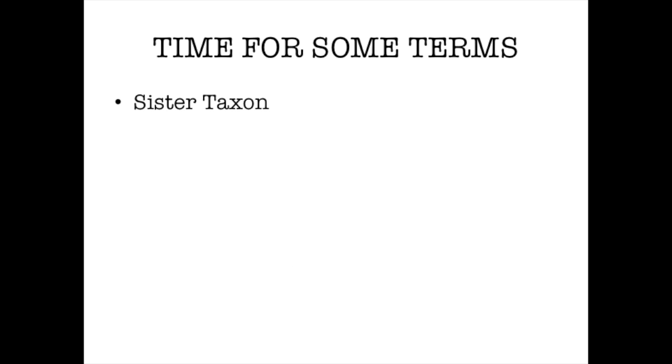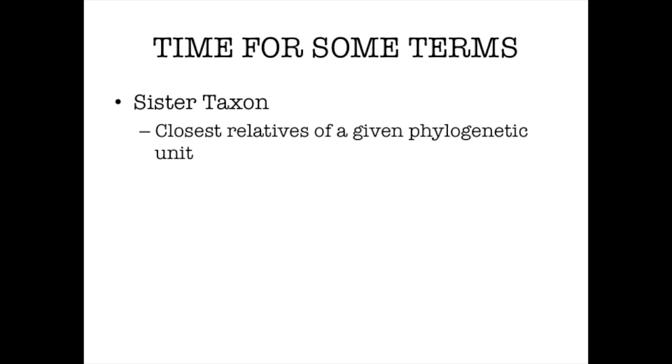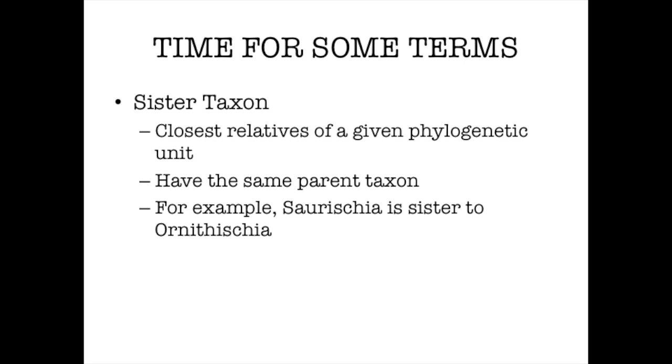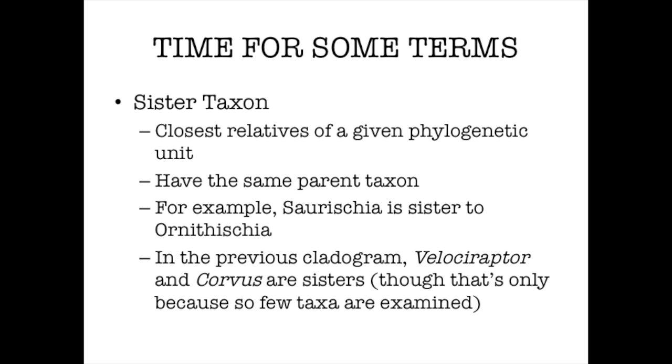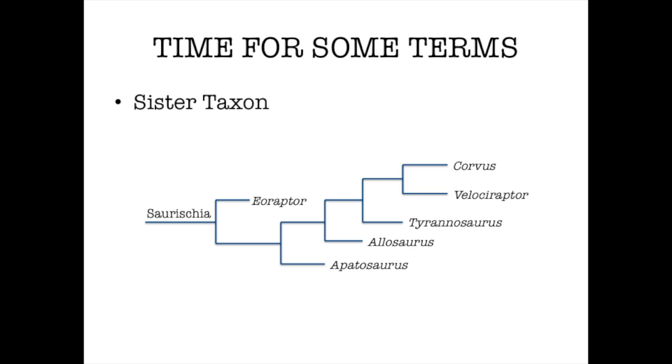Now, a sister taxon is the closest relative of a given phylogenetic unit. They have the same parent taxon. For example, Saurischia is sister to Ornithischia. Now, in the previous cladogram, Velociraptor and Corvus are sister taxa, but that's only because I examined so few animals. See here? Corvus and Velociraptor, sisters.